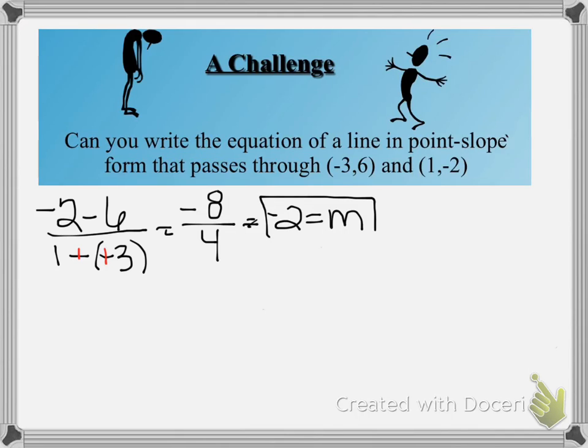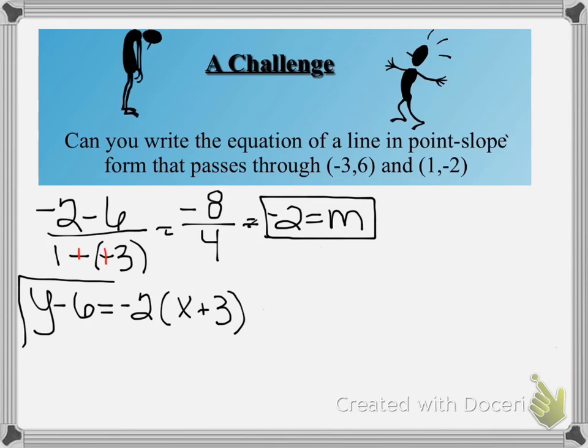Okay? Now, from here, you may not have realized what to do, but remember, you need a point and you need a slope. Well, I've given you 2 points, so all you do is pick one. So, if you picked the negative 3, 6, okay, then you're going to have y minus 6 equals m, which is negative 2, times x plus 3. Because that minus negative is going to change to a plus.